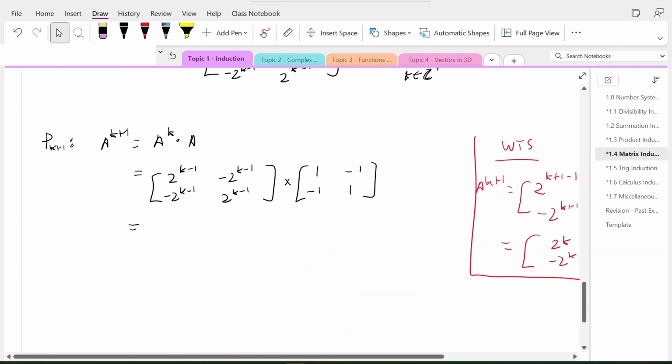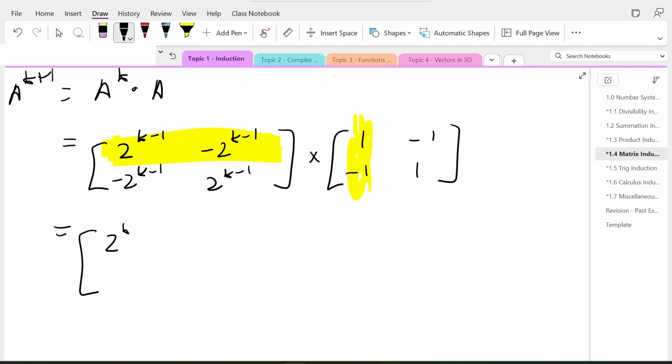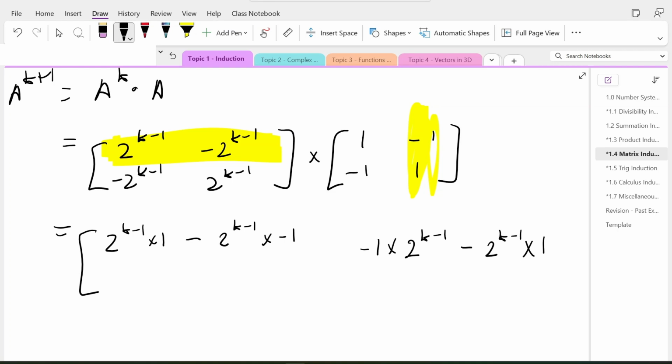Wonderful. Okay, so let's actually do this matrix multiplication. And you'll notice we actually have to do the multiplication by hand. There is no cheesing this on your calculator. You've got to just do it. So let's see what we get. We're going to get 2 to the K take 1 times 1. And then minus 2 to the K take 1 times minus 1. That's our first term. Next one we're going to be doing is this one here. So we're going to get minus 1 times 2 to the K take 1. And then 2 to the K take 1 times 1.